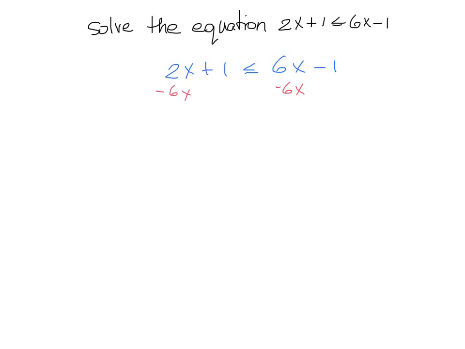If we subtract 6x from both sides, remember we're trying to get the x's on one side and the numbers on the other side, we get on the left side negative 4x plus 1, is less than or equal to negative 1. Again, we want the x's on one side and the numbers, the constants, on the other side. So I'm going to subtract 1 from both sides so we can get rid of that. And we have here that negative 4x is less than or equal to negative 2.